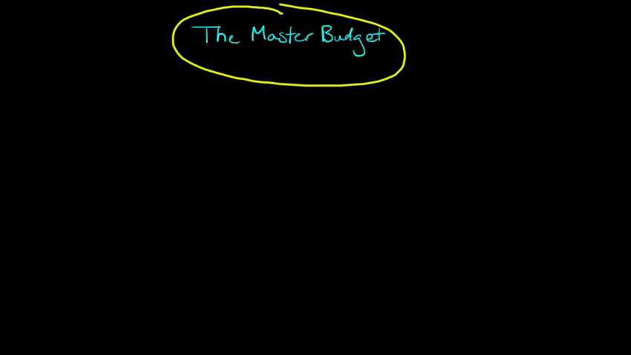In this video, we're going to talk about the master budget. And the master budget, it's important to note, is not actually one budget. It's not like one really large budget for the entire firm. It's actually a series of interrelated budgets. So it's a series of budgets. And these budgets are going to detail basically the sales, production, and financial goals for the firm.